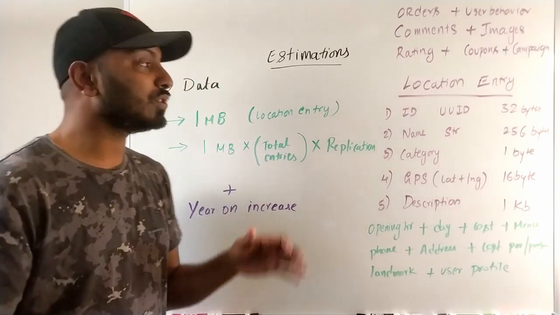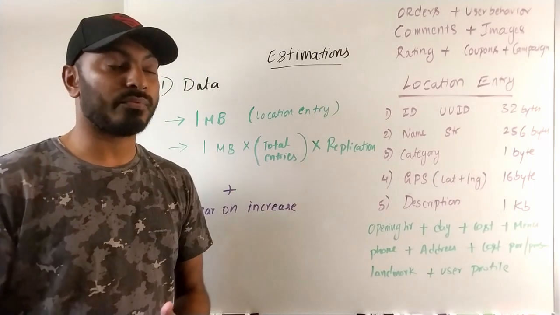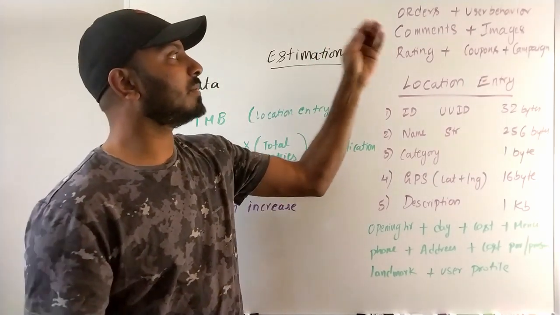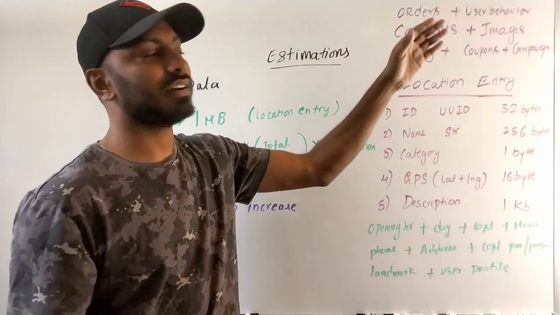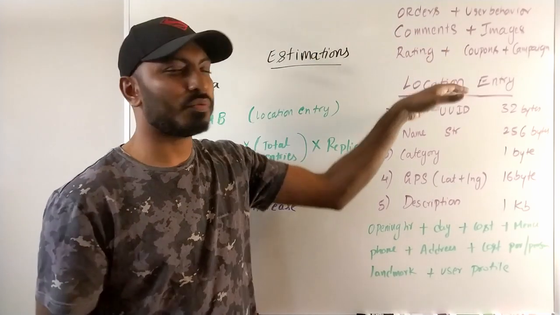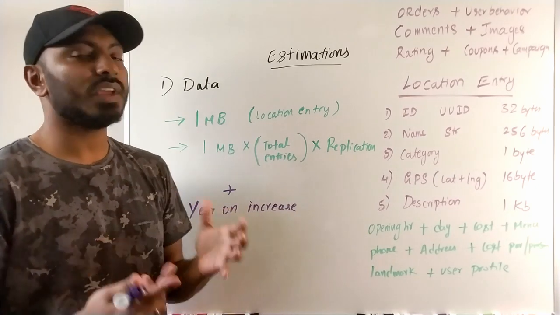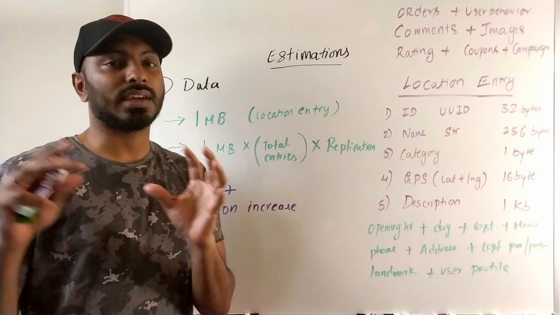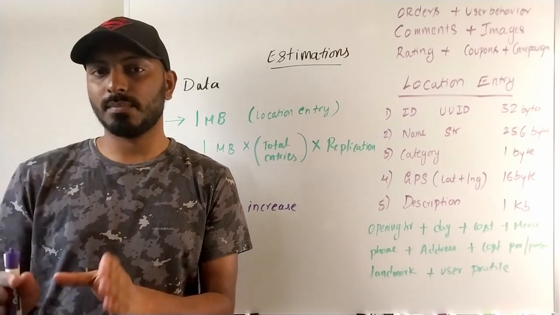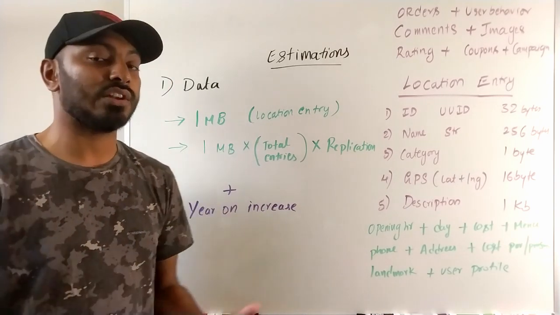And also, you might need a table for user profile, and also a table for orders, user behavior, comments, images, ratings, coupons, campaigns. There are a lot of tables you need. You don't have to consider all of them, but you just need to consider the key data tables which you want in the system you're designing.